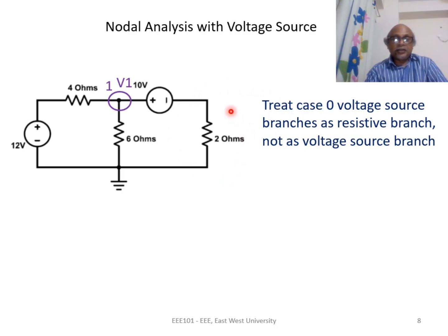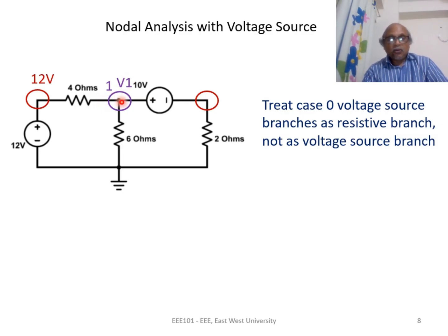I will also need the voltage at both ends of 2 ohms. At this node, I go up from the reference to this node and the voltage increases by 12 volts. So this voltage is 0 plus 12, which is 12 volts. If I look at this node, I start from node 1 with a voltage V1 and go down by 10 volts. So the voltage of this node is V1 minus 10 volts.